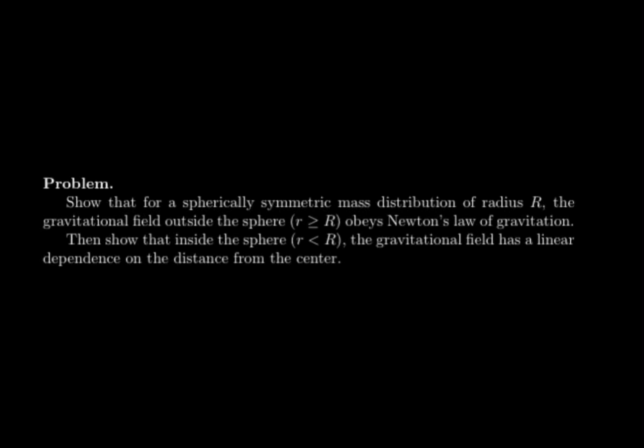Welcome everyone. Today we're going to be solving this problem here. Show that for a spherically symmetric mass distribution of radius R, the gravitational field outside the sphere, r greater than R, obeys Newton's law of gravitation, and then also show that inside the sphere, for r less than R, the gravitational field has a linear dependence on the distance from the center. And I'm also going to be deriving Gauss's law for gravitational fields to solve this problem.